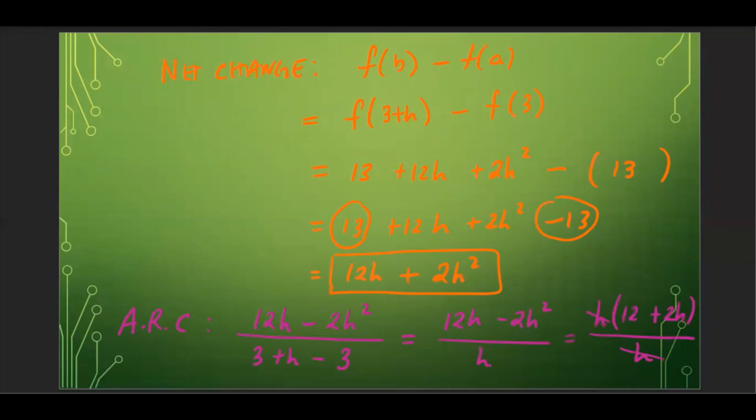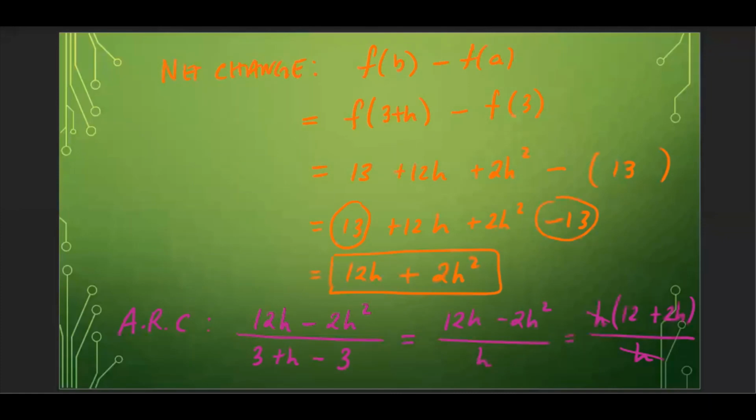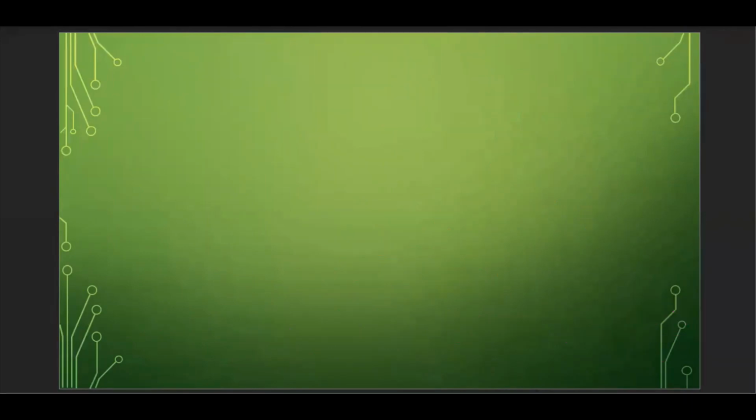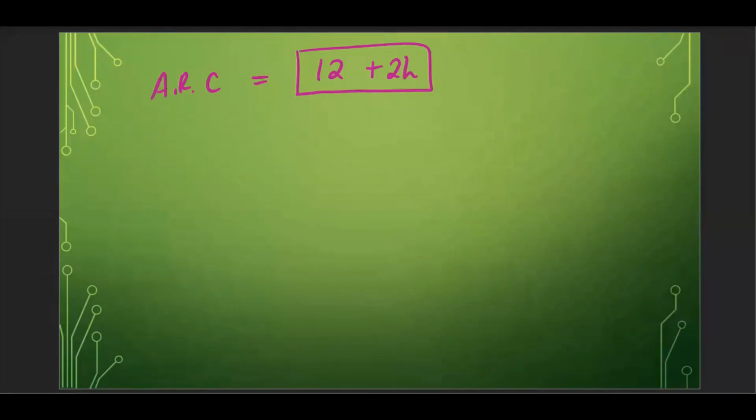So our average rate of change will happen to be 12 plus 2h as our end result. So our average rate of change happens to be 12 plus 2h. So that's the average rate of change. And the net change was 12h plus 2h squared. So I hope this makes sense.